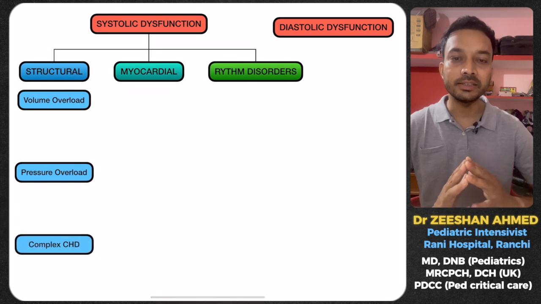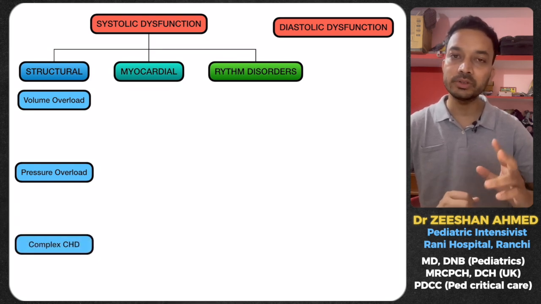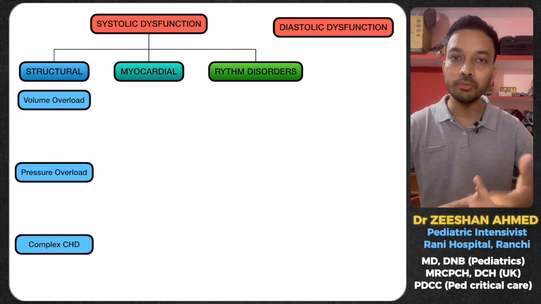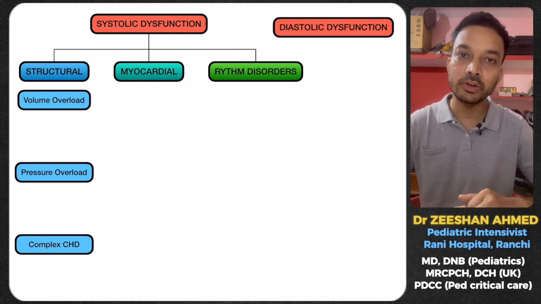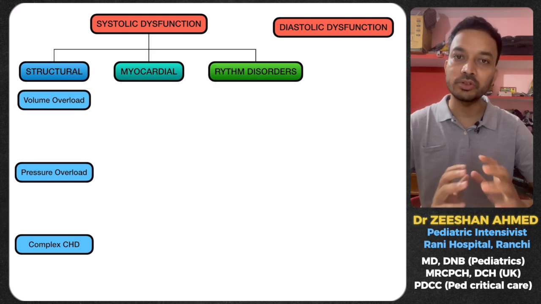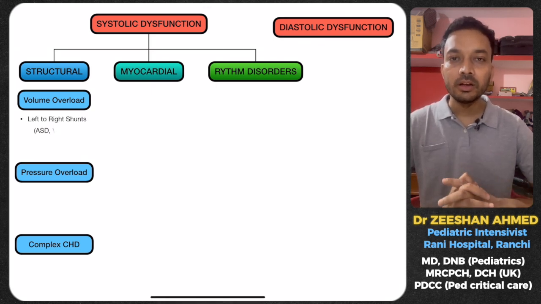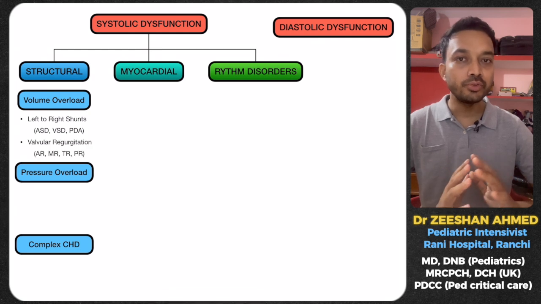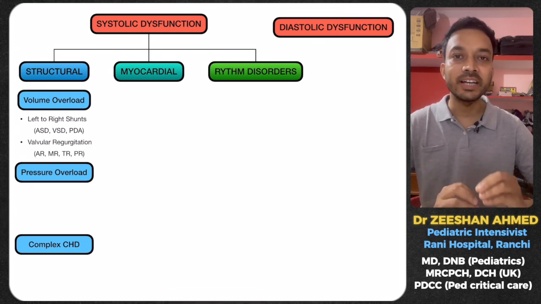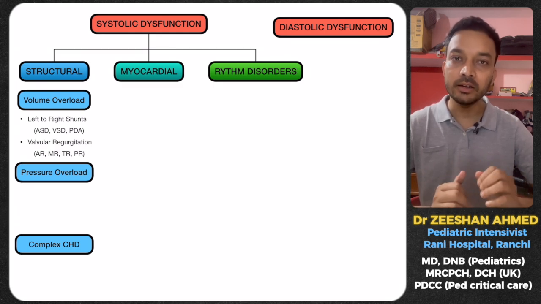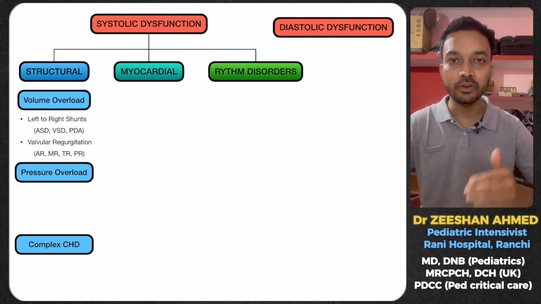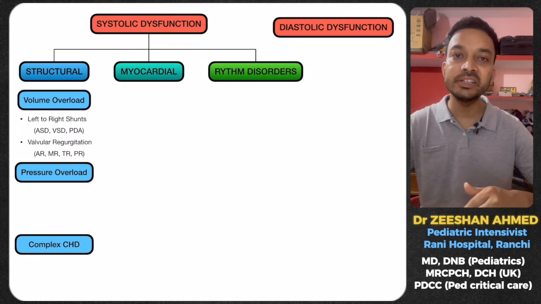In structural heart disease, acute heart failure can occur due to three conditions. The first one is volume overload, the second one is pressure overload, and the third one is any complex congenital heart disease. Volume overload can be due to any congenital heart disease which has a left to right shunt, like ventricular septal defect, atrial septal defect, and patent ductus arteriosus. It can also be due to some regurgitant valvular lesions, like mitral regurgitation, tricuspid regurgitation, pulmonary regurgitation, or aortic regurgitation.